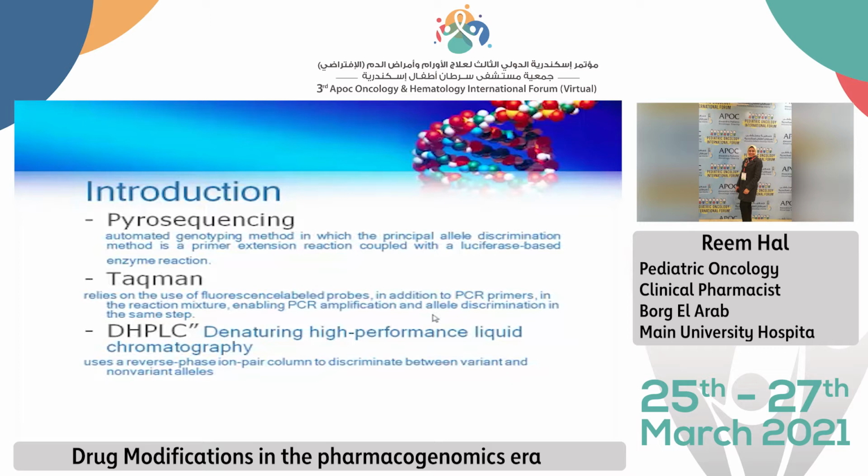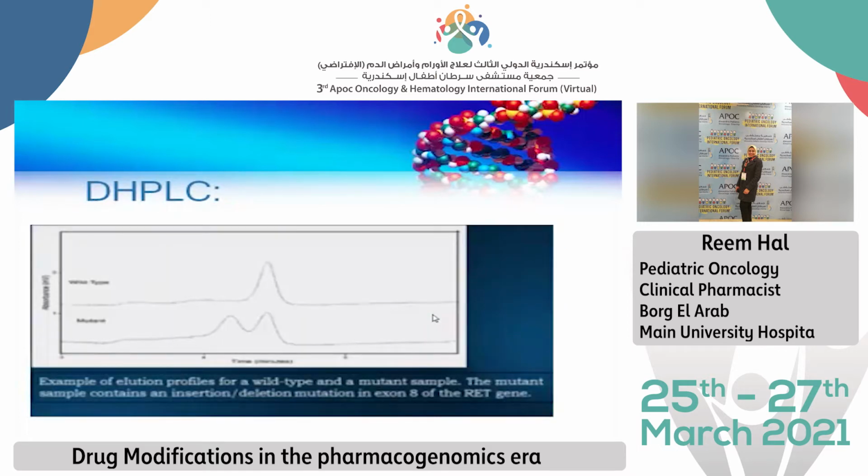The last type we have is DHPLC, or denaturing high performance liquid chromatography. This method is both qualitative and quantitative. It is a method of chromatography for the detection of base substitutions or deletions or insertions by using PCR amplification, denaturation, and re-annealing by heating and slow cooling, resulting in 2 different alleles. This is the final result we can find on the first line. This is the wild type, while on the mutant line we can find insertion substitution here in the gene.